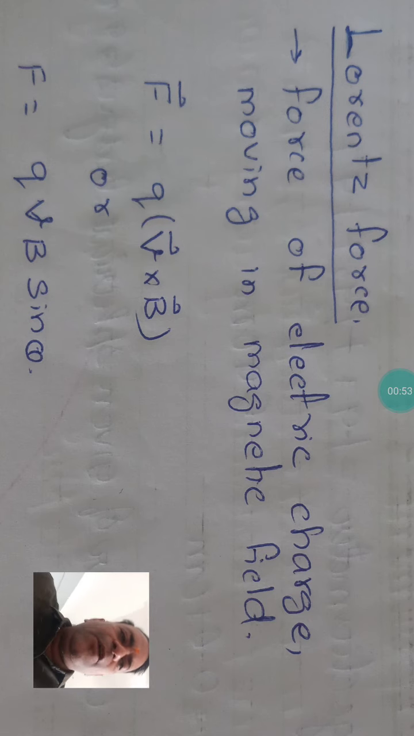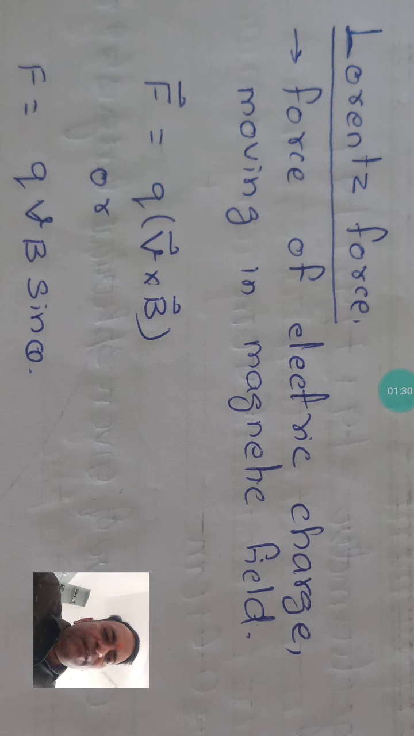So here we have the equation. You can see F is equal to Q into V cross B. What is Q? Q is the charge on which the force is applied. What is V? V is the velocity of the charge with which it is moving. And what is vector B? Vector B is the magnetic field in which the charge is moving. So vector F is equal to Q into V cross B. This is the Lorentz force equation.